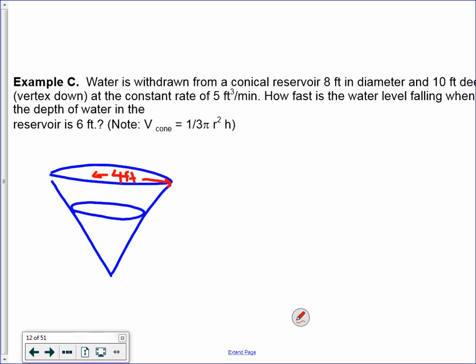So the height of this whole thing, I probably don't want to put this here. It's going to be in the way. I'll put it over here. The height of the whole container of the reservoir is 10 feet.